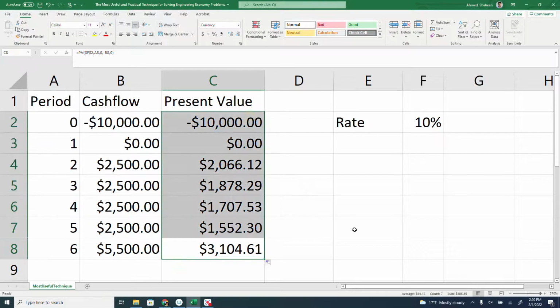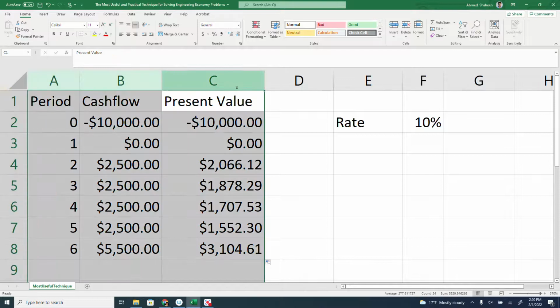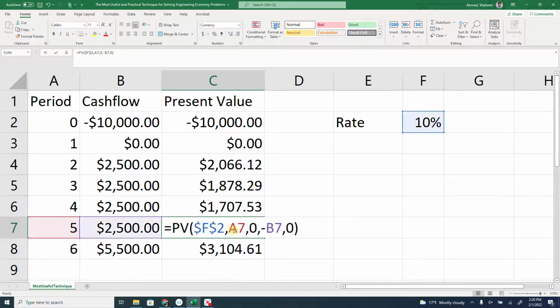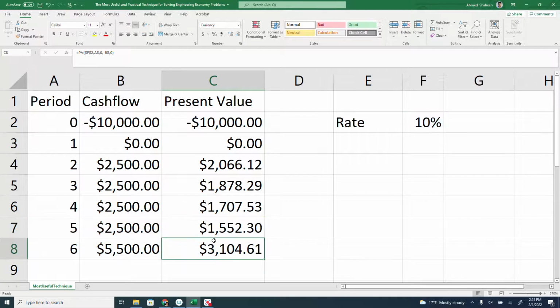So remember, this is a common mistake in the exam. To get the same sign for the cash flow, you'll have to use the opposite sign in Excel. Again, you can see the cash flow of $2,500 after 5 years. The value in today's dollar is about 1,500. So you can calculate the present value for each of these cash flows.